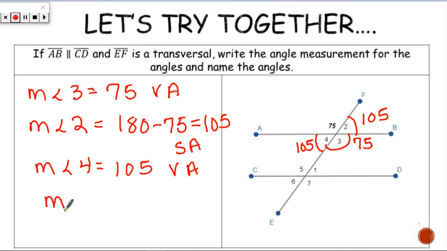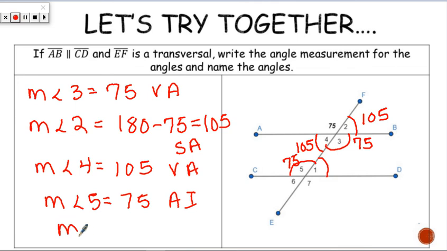Now I can say the measure of angle 5 is equal to the 75 because of alternate interior angles. If this is 75, then on the other side, this is going to be 75. They're alternate interior angles. Or you can do 4 plus 5 should be 180 because those are on the same side of the transversal. I'm going to go with the measure of angle 1 now.